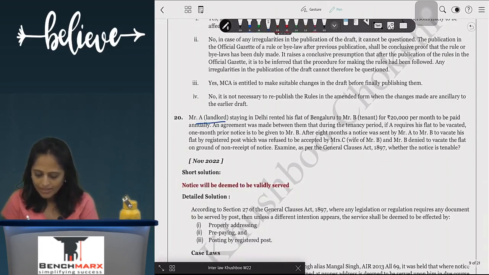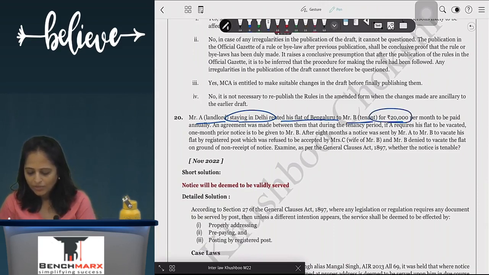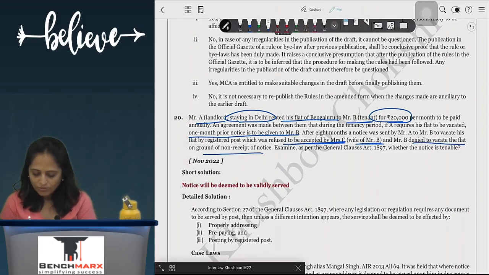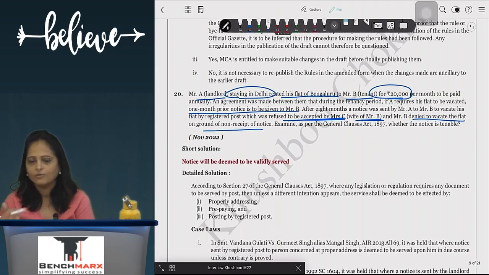Mr. A, landlord, staying in Delhi, rented his flat of Bangalore to Mr. B for rupees 20,000 per month to be paid. An agreement was made between them that during the tenancy period, if A requires his flat to be vacated, 1 month prior notice is to be given to Mr. B. After 8 months, a notice was sent by Mr. A to B to vacate his flat by registered post, which was refused to be accepted by Mrs. C, wife of Mr. B. Mr. B denied to vacate the flat on the ground of non-receipt of notice. Explain. अगर refuse किया है, it will be deemed to be validly served.